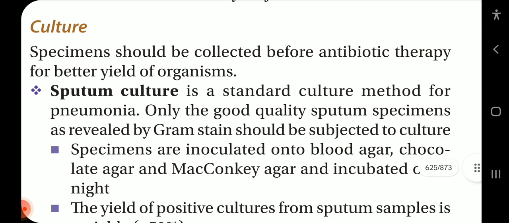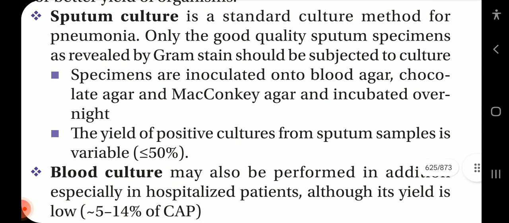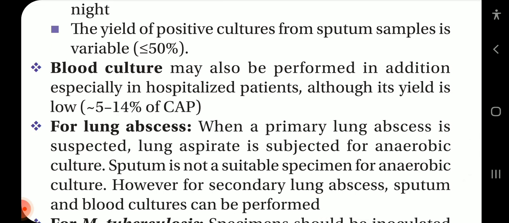Culture. Specimens should be collected before antibiotic therapy for better yield of organisms. Sputum culture is a standard culture method for pneumonia. Only the good quality sputum specimens, as revealed by Gram stain, should be subjected to culture. Specimens are inoculated onto blood agar, chocolate agar, and MacConkey agar and incubated overnight. The yield of positive culture from sputum samples is variable.